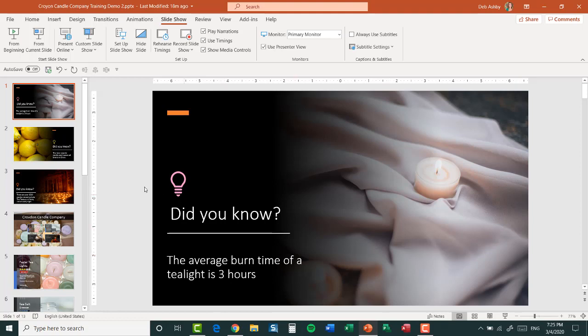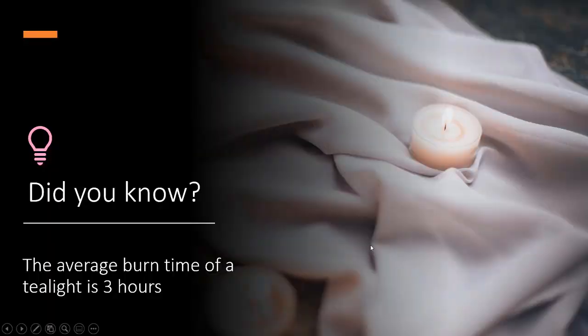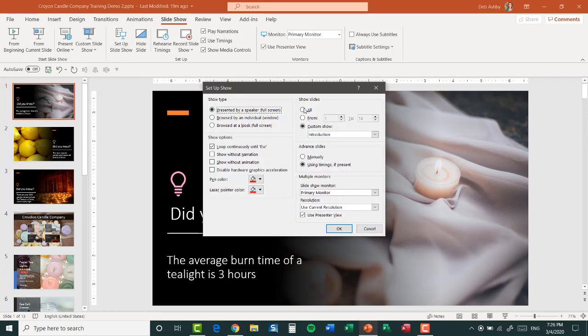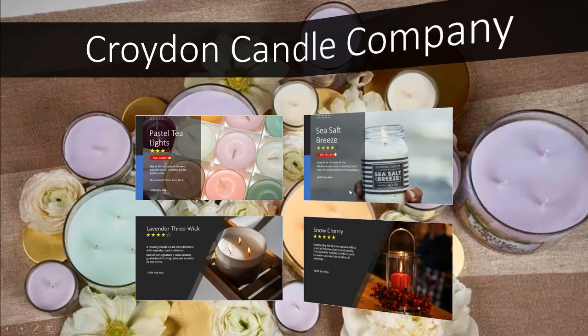Now, one thing to note is that if you want to come out of here and then start your actual presentation, you'll find that if you click on slide 4 and try to run your slideshow, it's just going to go back to your custom slideshow. So you need to remember, once you've finished your introduction, go back up to Set Up Slideshow and switch it to Show All Slides again, and then you'll be able to run your presentation from whichever point you want.